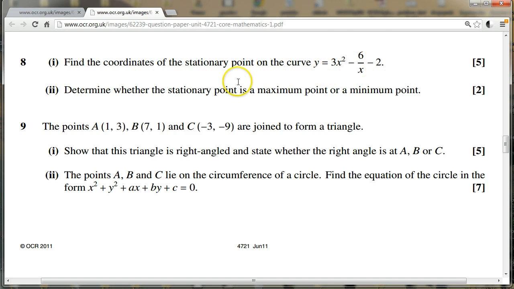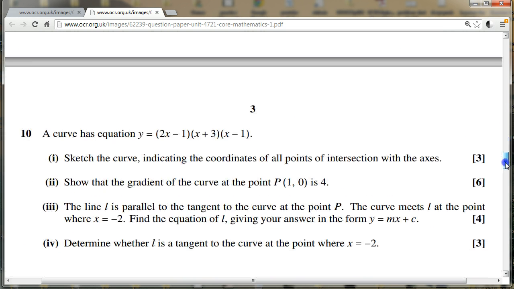Stationary points, again, differentiation, let it equal 0. Max or min, second derivative, whether it's positive or negative. Nice easy question. 9. Join to form a triangle. Right angled, so we're going to have to do a quick sketch of it, try and make a guess as to which two sides you think form the right angle, and show they're perpendicular by looking at the gradients. These points lie on the circumference, so once we know it's a right angle, the midpoint of the hypotenuse will be the centre, and half the length of the hypotenuse will be the radius, won't it, if it's a right angled triangle on the circle. So 9 looks nice and easy as well.